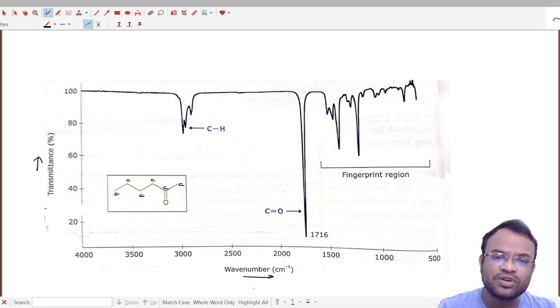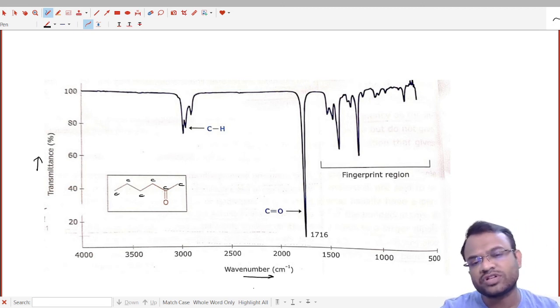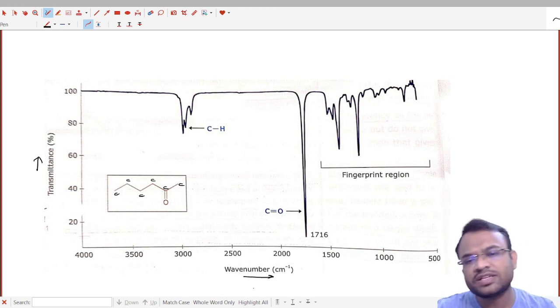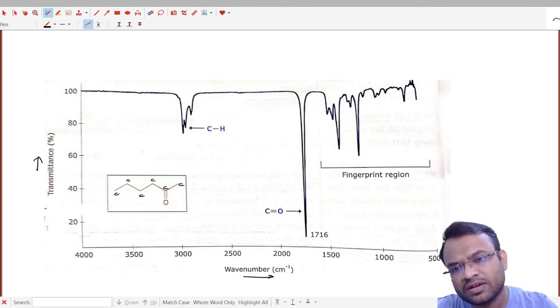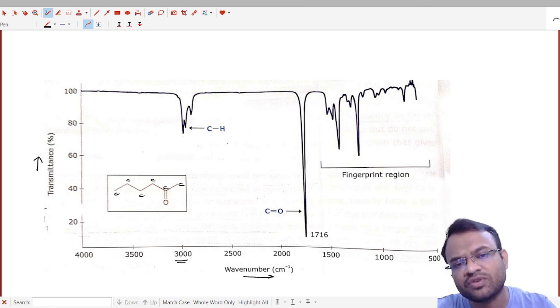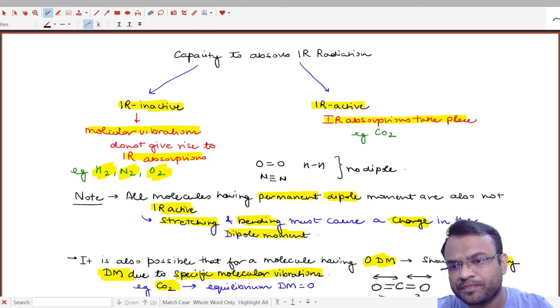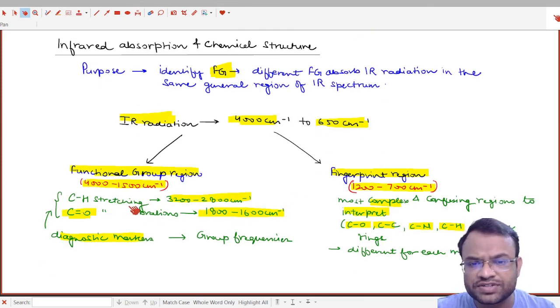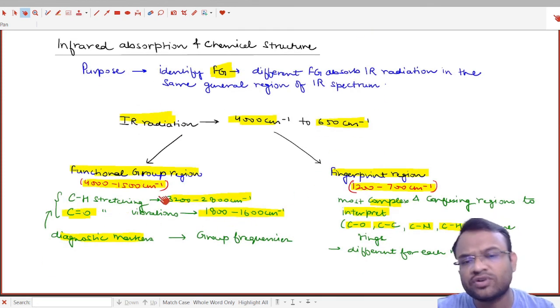For the proportionality to energy, we wanted something directly proportional to energy. Wavelength is inversely proportional. That is why the wave number concept was introduced. Now understand that you can see there is a peak somewhere around 3000. I have already said that CH stretching takes place around 3200 or 3000.